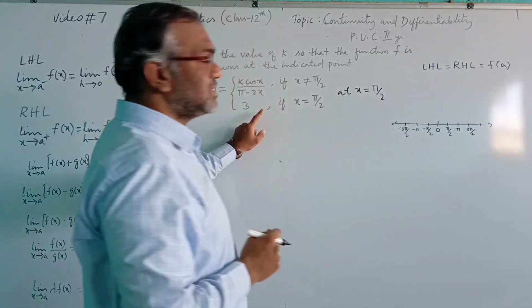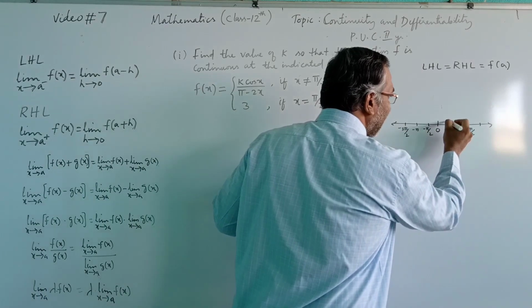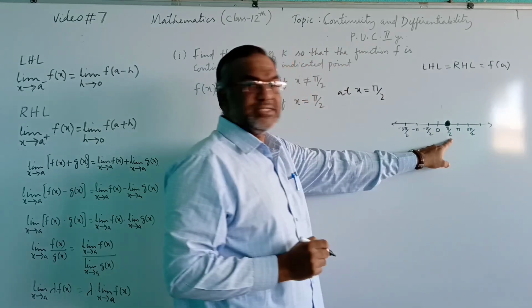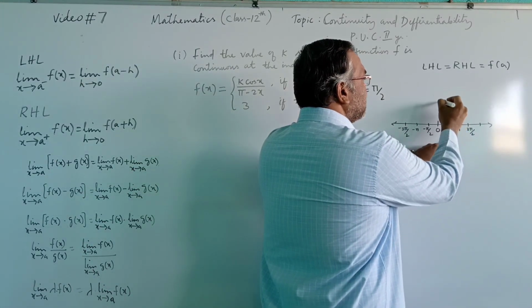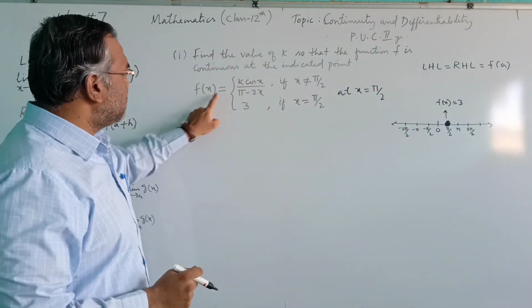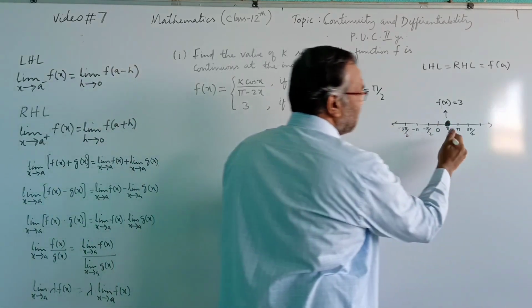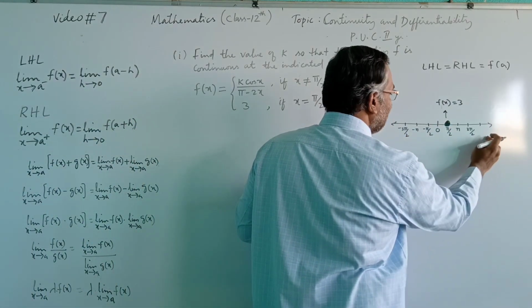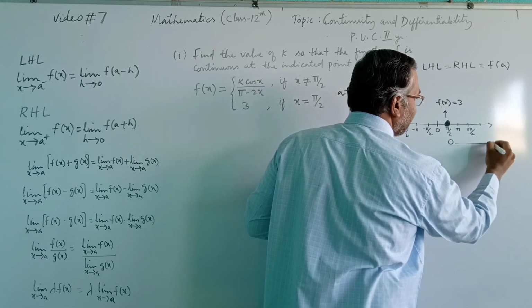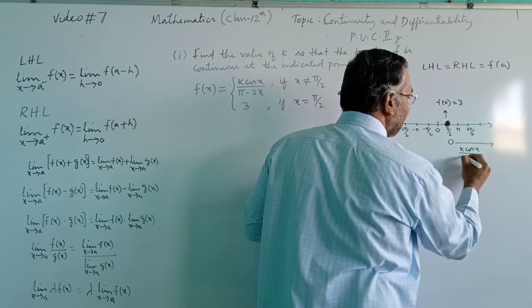And what does the question say? The question says, at x equal to pi by 2, the function is equal to 3. This is given. The function is 3 if x is equal to pi by 2. And for all other values except pi by 2, all other values meaning this side as well as this side, the function will be k cos x divided by pi minus 2x.